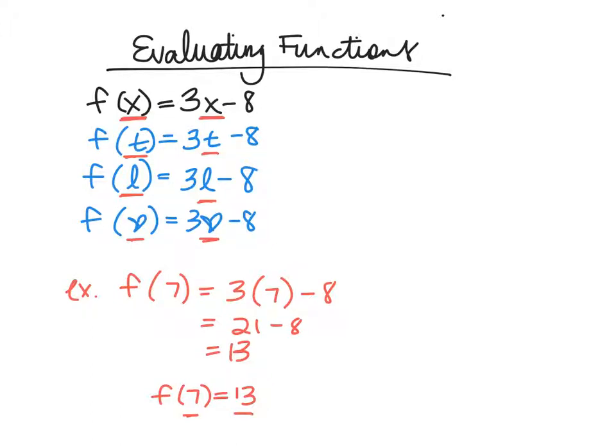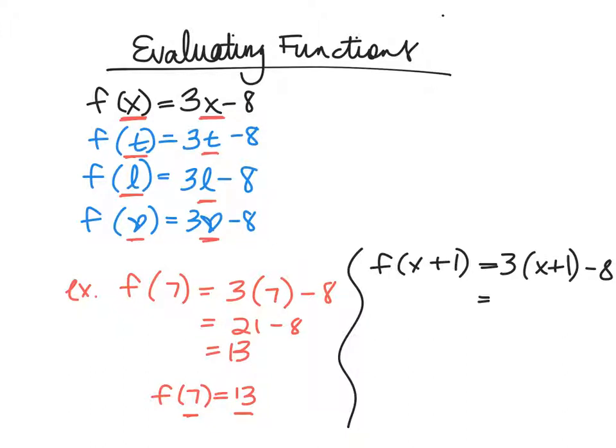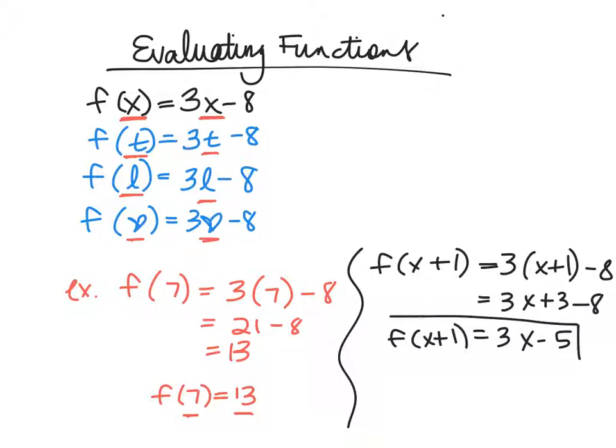All right, we could also do this with expressions, rather. So they could give us one and say, find f of x plus 1. And that would mean to replace x with x plus 1, minus 8. And we can work that out as well, right? This is 3x plus 3 minus 8, or 3x minus 5. So that means f of x plus 1 is 3x minus 5. So that's how function notation works. So let's look at some of those modeling problems we were talking about.